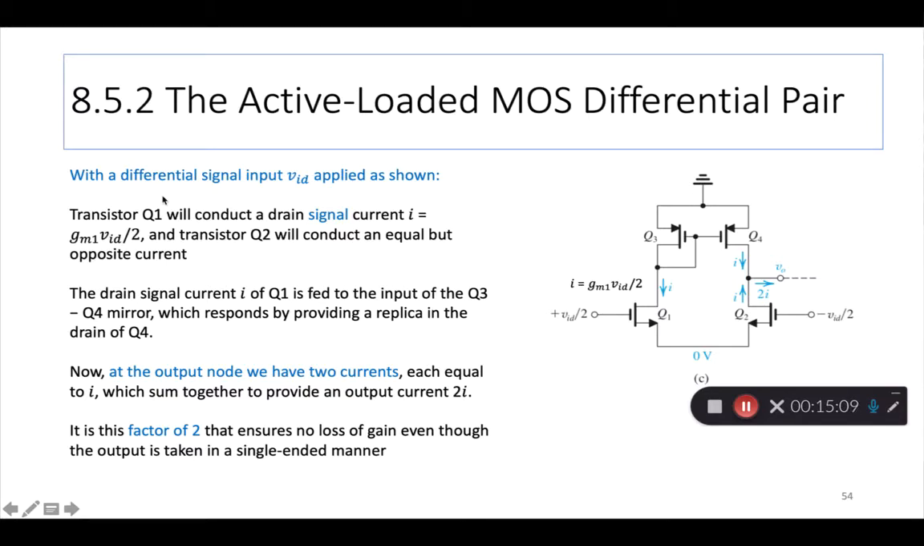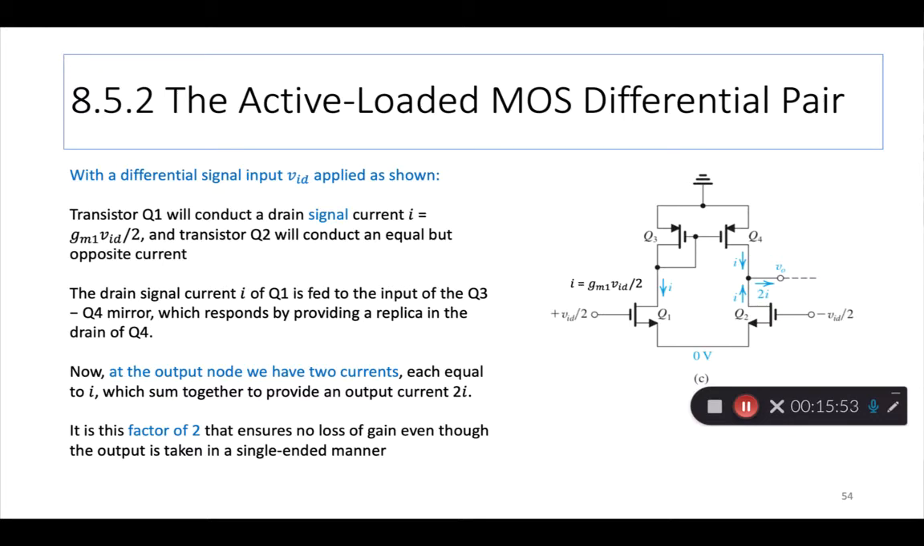So the operation of this circuit with 4 transistors is like this. With a differential signal input Vid applied as shown, transistor Q1 will conduct a drain signal current I equals gm1 Vid by 2, right? Remember, this is the transconductance, which is the opposite of resistance, right? Resistance is V by I. Conductance is I by V. So you take an I, divide by V, multiply by V, so the V's go away. So what you're left with is a current value.